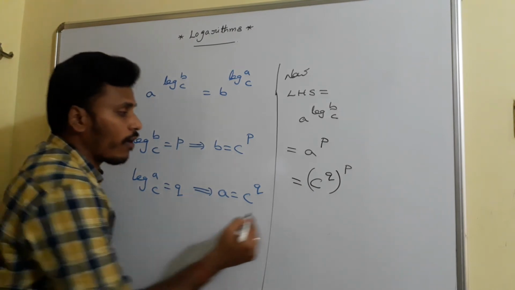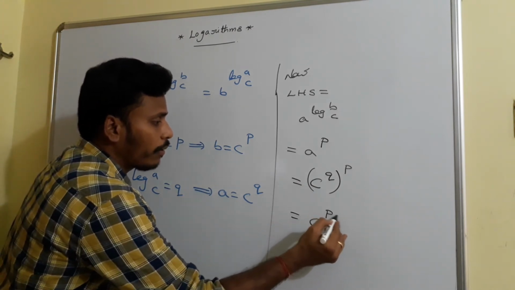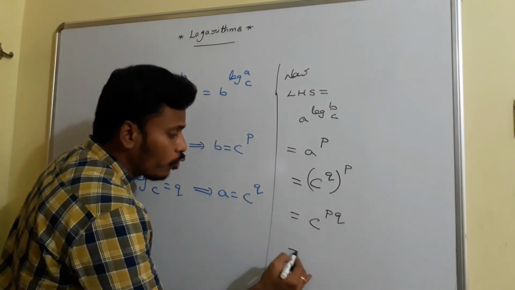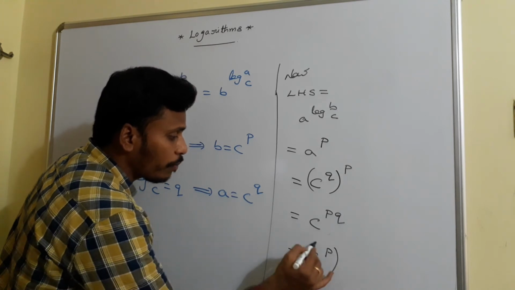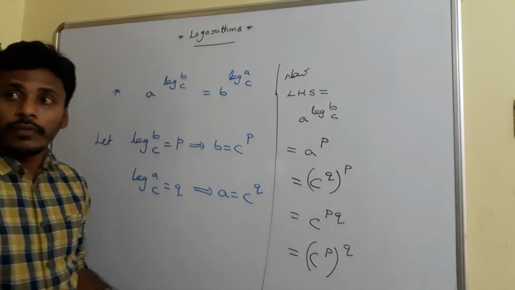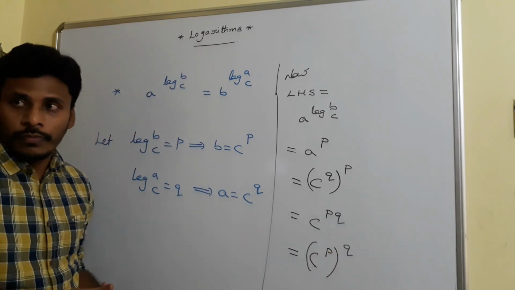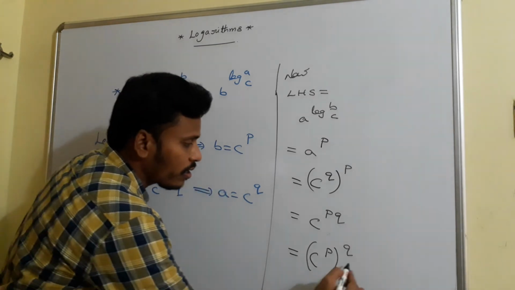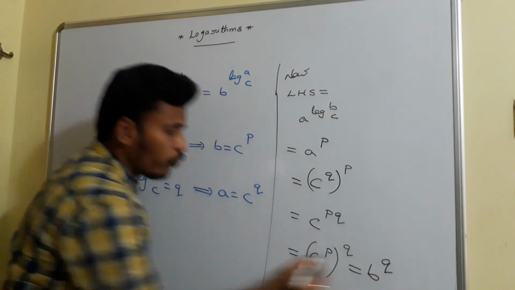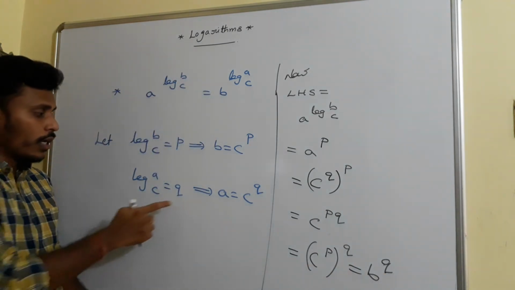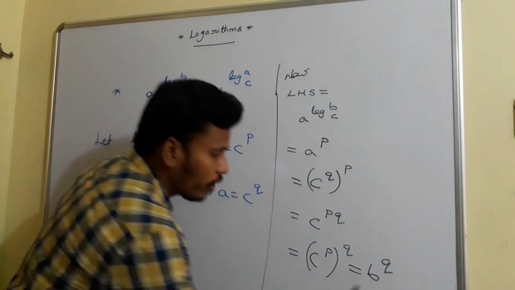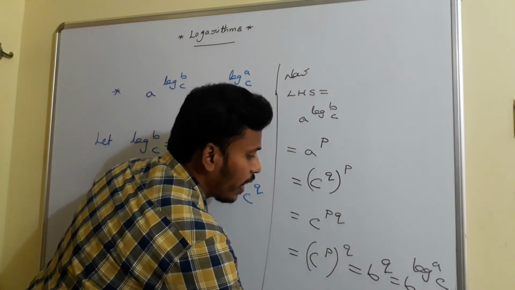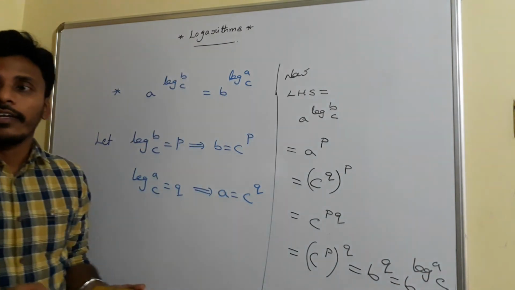By the support of the law of exponents, it can be written as C power PQ. Since it is C power PQ, you can write it as C power P, whole power Q. But what is C power P? C power P is actually B, right? So this equals B power Q. But what is Q? Q is log A base C. So that equals B power log A base C, which is the right hand side.